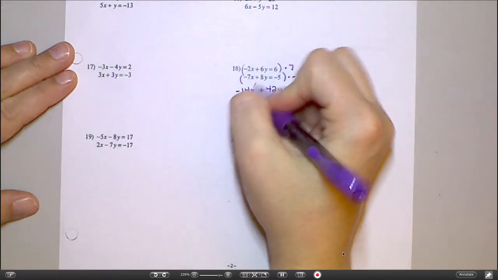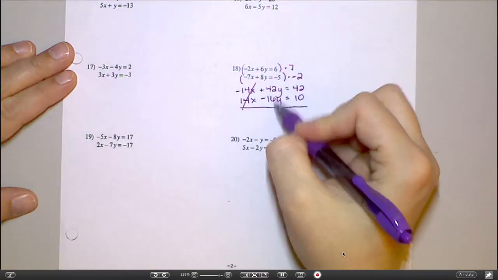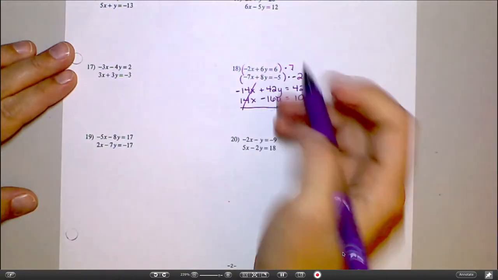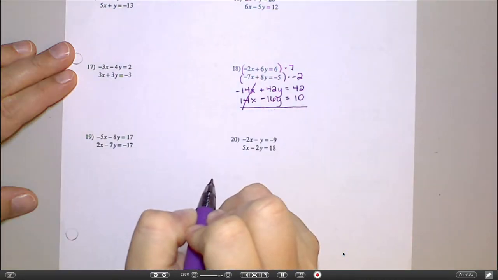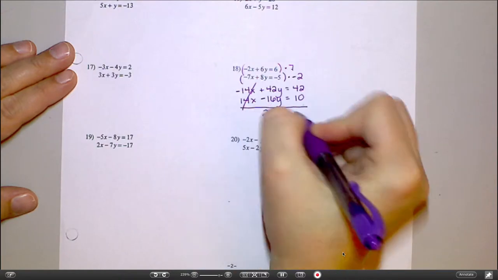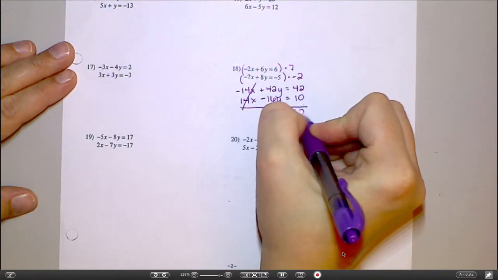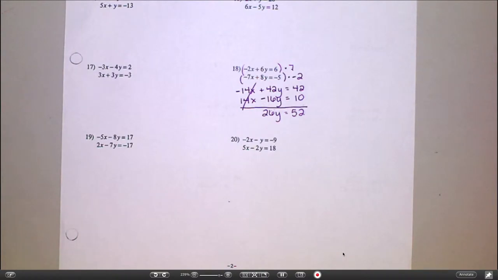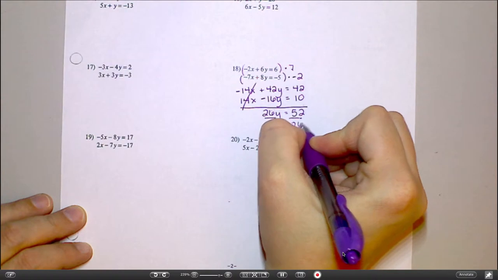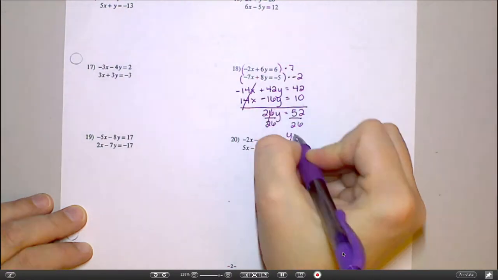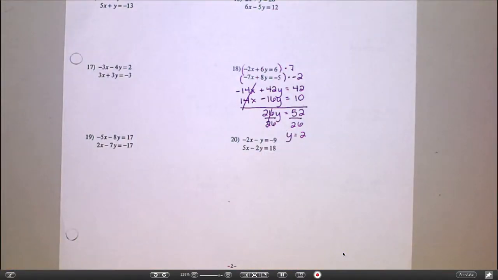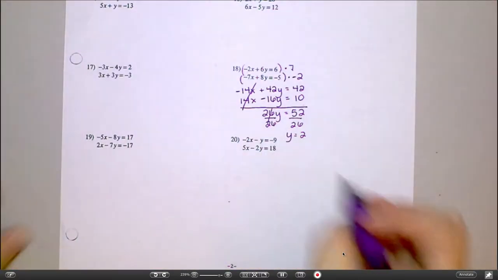All right. What's going to happen now? Those two are going to cancel, right? And now I'm just adding these and these together. So 42 plus negative 16 is, I believe, 26. Am I right? Yeah, 26. And 42 plus 10 is 52. Divide by 26. And y is equal to 2. 52 divided by 26. Okay, 26 times 2 is 52.